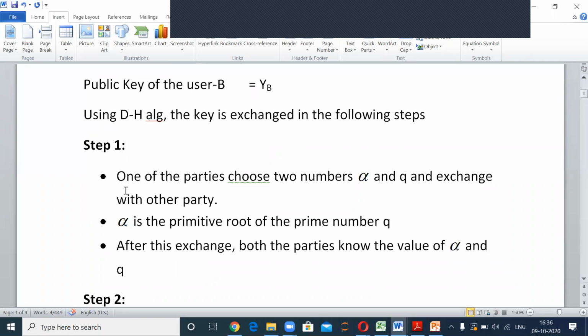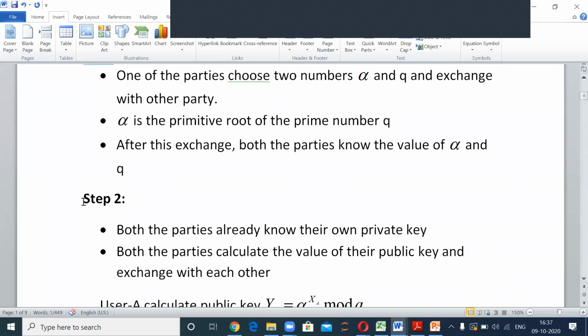Here, one of the parties, either the sender or the receiver, chooses the two numbers alpha and q. What is alpha? Alpha is nothing but the primitive root of the prime number q. So one of the parties has to choose them, and those two numbers are sent to the other party, so that both parties know the values of alpha and q. That is the first step.